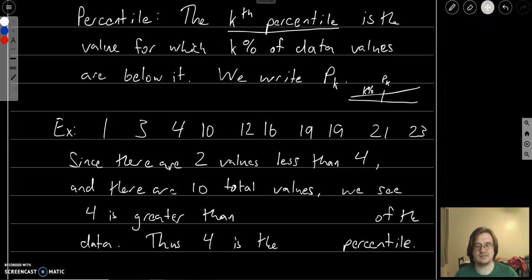This is relatively easy to calculate when you're given a set of values, and let's say in this situation we want to find which percentile 4 corresponds to.